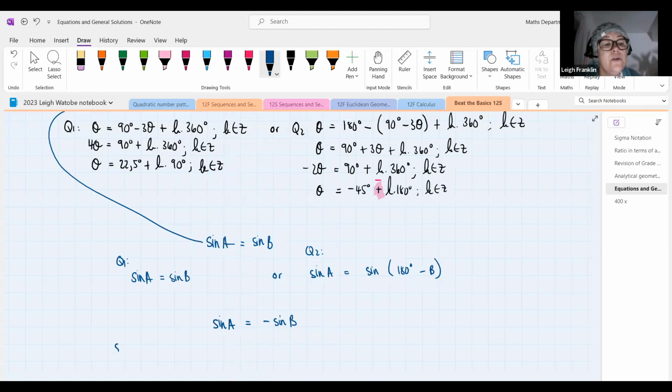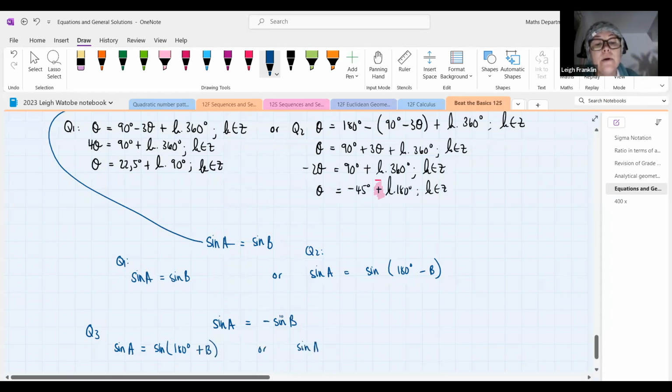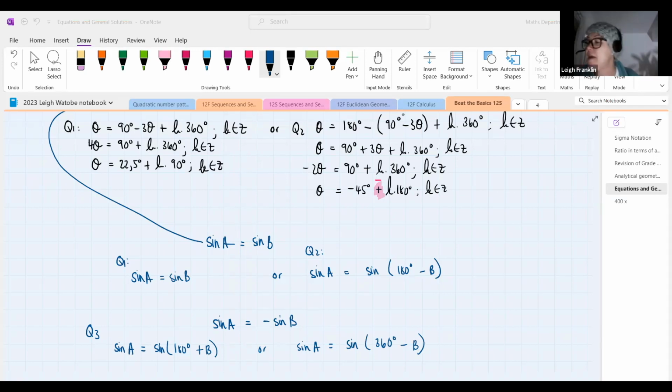So either you'd end up with sine A being equal to, this would now be quadrant 3. You'll work in the third and the fourth quadrants. Very good. So either sine A would be equal to the sine of 180 plus B, or sine A would be equal to the sine of 360 minus B. Okay, does that make sense?